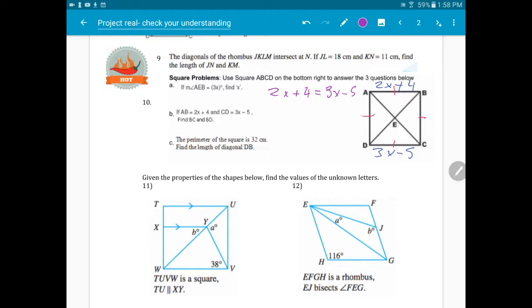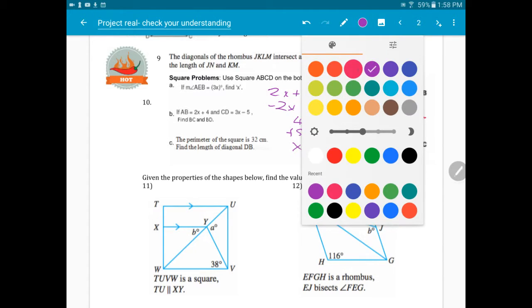Now I just need to get all my x values to one side and all my numbers to the other. So I'm going to take away 2x from both sides so that I leave myself with a positive value of x. And I'm going to get 4 is equal to x minus 5. Plus 5 to both sides, and I'm going to get x equals 9.